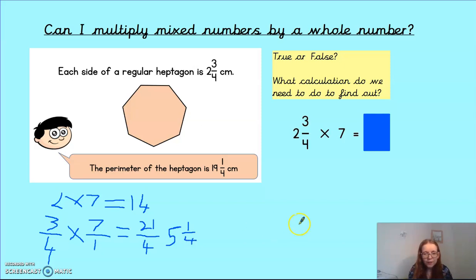The next step, my third step, is I need to add together, let's put an equal sign in there, my 14 and my 5 1/4 together. That's going to give me 19 1/4. So is our friend from earlier correct? He said the perimeter of the heptagon is 19 1/4 centimetres. Yes, he is correct. That is the same answer that we got. And we can prove it by doing this calculation.